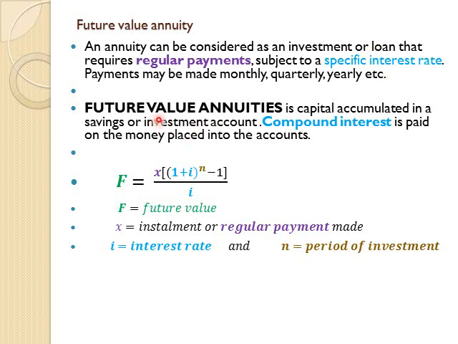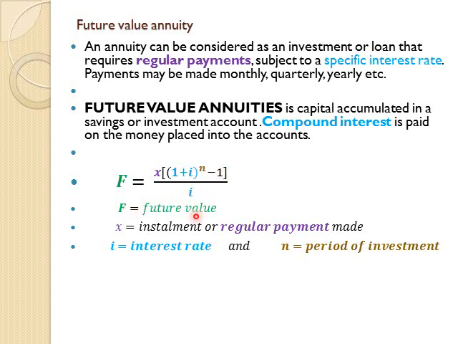So, for the first part, we're looking at future value annuities. This is capital accumulated in the savings or investment account and compound interest paid on the money placed in the account. So, when I say compound interest, they're (1 + i)^n. That's my compound interest. Formula for future value annuity: my future value F equals x, which represents my regular payments, times (1 + i), where i represents my interest, to the power n, the time period, minus 1, over i.